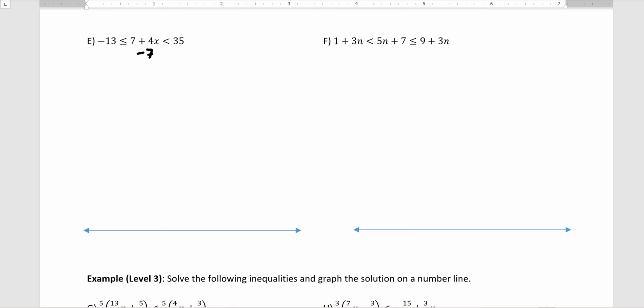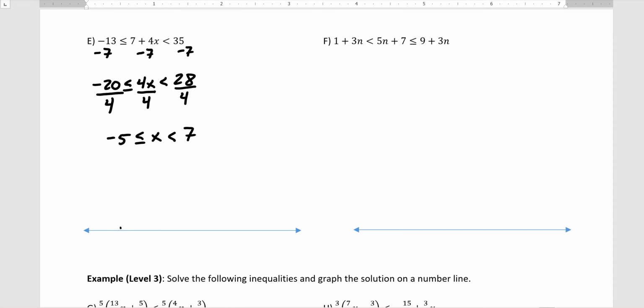Now, when I do an operation, I have to do it to all three expressions here. So I'm going to start by subtracting 7, because my goal is to get x in here. So I'll have negative 13 minus 7, which is negative 20. That's less than or equal to now 4x, which is less than 28. I've got to get x all by itself, so I'll divide by 4, divide by 4, divide by 4. When I do that, I get negative 5 is less than or equal to x, which is less than 7. And that would be my solution there.